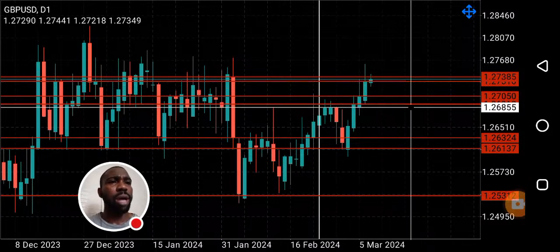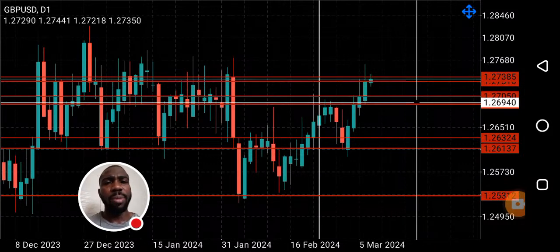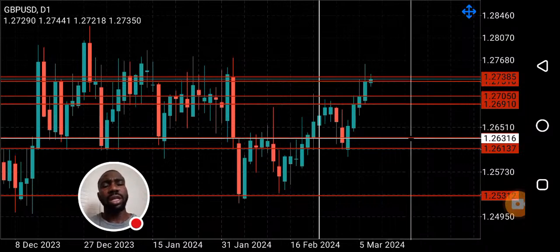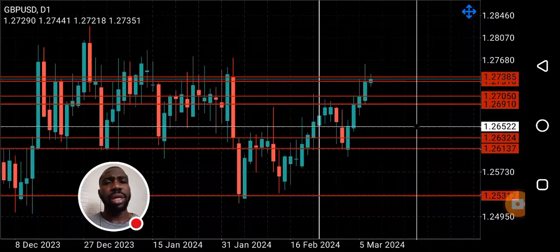So I want to see price pull back to this zone. I think major news will be released by 2:30 or by 4 p.m. After the news is released, if price pulls back into this zone, then I would buy GBP USD. I hope that is clear.